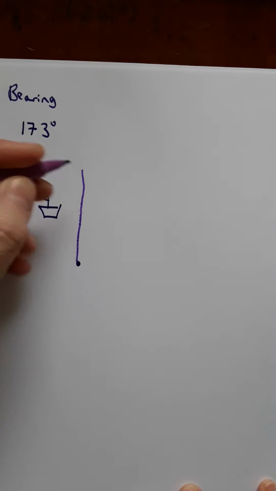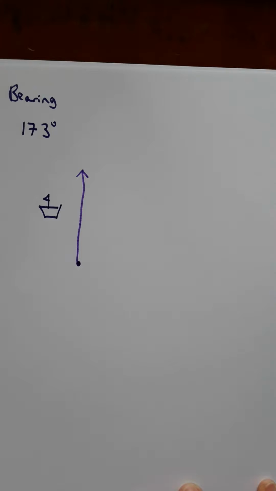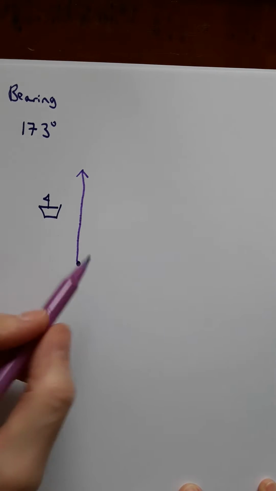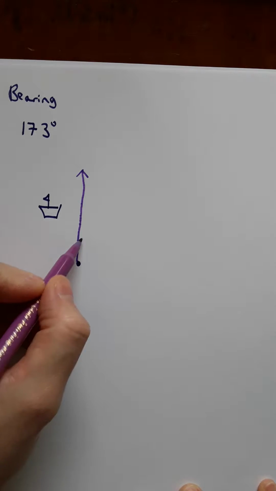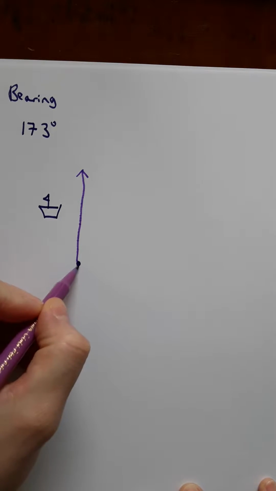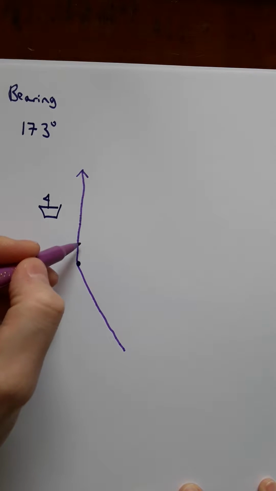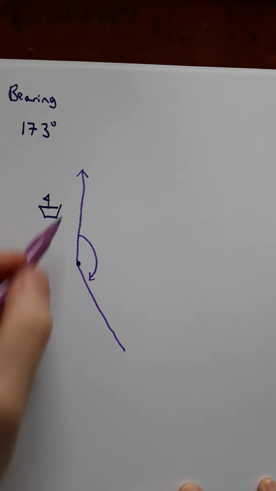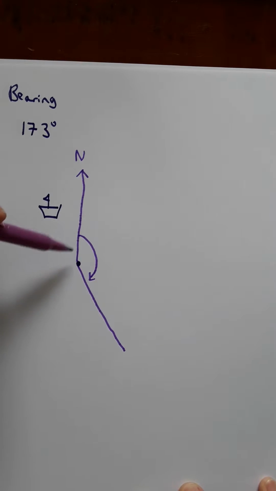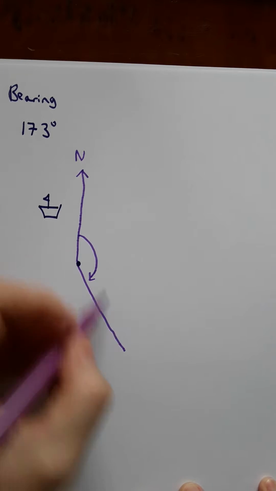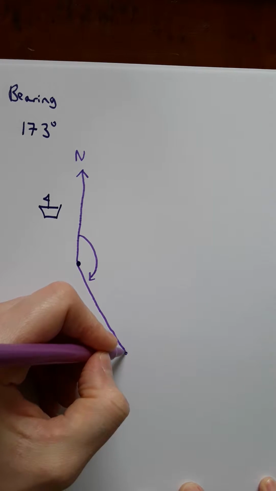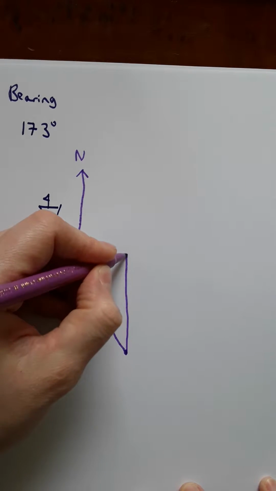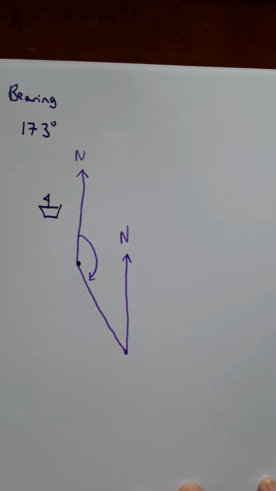So I'm going to draw a north line. Remember, this is just a sketch, it doesn't have to be beautiful. And I know that 173 degrees is going to be nearly 180, but not quite. So it's kind of going to be here somewhere. So I'm going to draw an arrow to show the examiner that I know that it's clockwise from north. So look, I drew a north line. And then I'm going to put a point where I think it's roughly going to stop and draw another north line in. And that's my sketch.